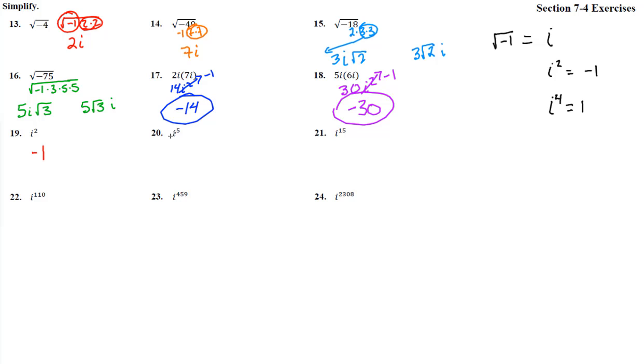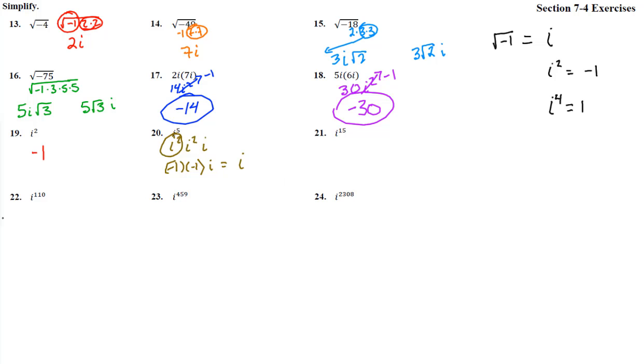Number 20, i to the 5th. So there are 5 i's multiplying together. So this is i squared times i squared times i. That's how we get 5 of them. And look, I put this guy together, so that's a -1 times a -1 times i. So it simplifies down to just i. It's the exact same thing, just i.